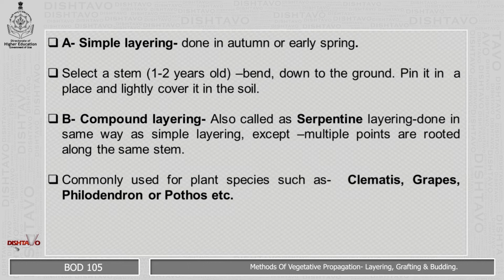The next type is compound layering. This is similar to simple layering. The only difference is that it is buried in the soil at more than one point. So, wherever a point is buried, you will get a new plantlet at a stretch. Sometimes compound layering is also called serpentine layering. This method is commonly used for plant species such as clematis, grapes, and philodendron.